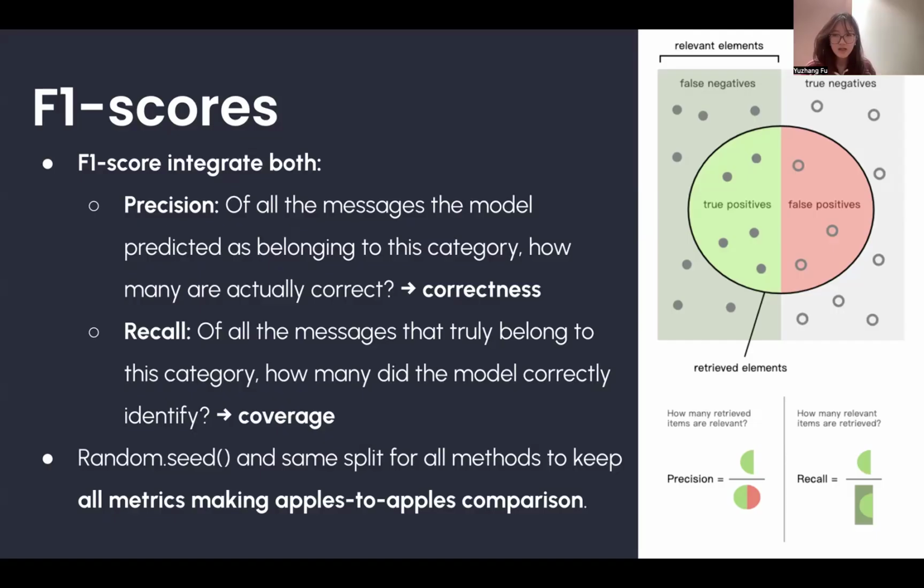Together, precision and recall capture a trade-off between being accurate and being comprehensive. In our context, these metrics help us understand not only whether our models are making correct predictions, but also whether they are missing important messages. And one extra note: to make sure we're making an apples-to-apples comparison, we have maintained our random seed and also the same split for all of the inference approaches that we have applied.